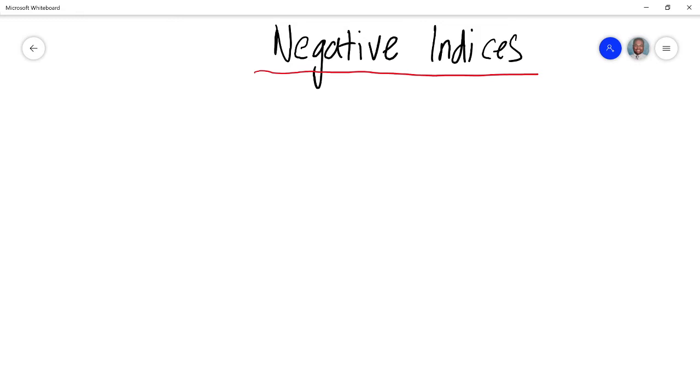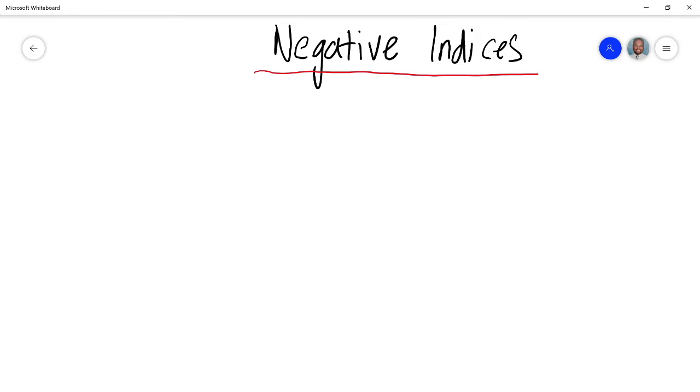So before I proceed any further, let's do a quick review on the index laws that we did before. If you've been watching my previous videos, you should be able to look at the index laws that we visited, as well as some examples to help enhance your learning.